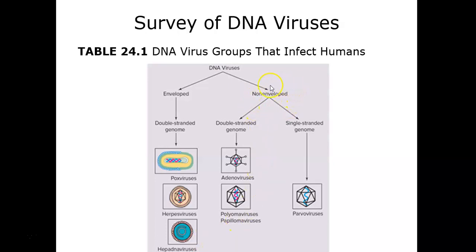We also have the non-envelope side, and we mentioned that this can be broken down as either double-stranded for their genetic material or single-stranded. Our single-stranded, which we'll talk about, are the parvoviruses, which cause a condition known as Fifth's disease, sometimes referred to as slap cheek disease. And then we also have the double-stranded, which are the adenoviruses, which can cause things like the common cold. And we have the polyoma viruses and the papillomaviruses.